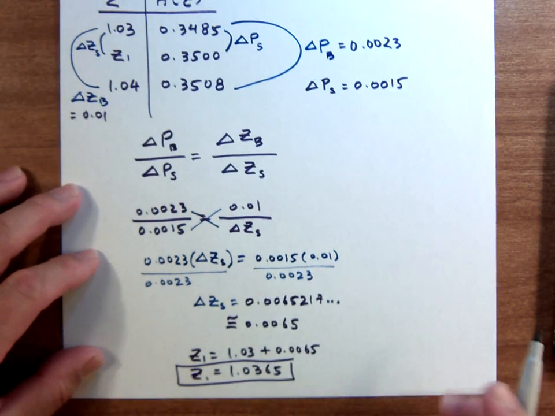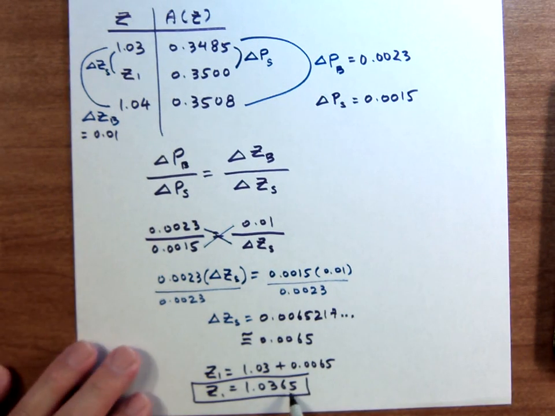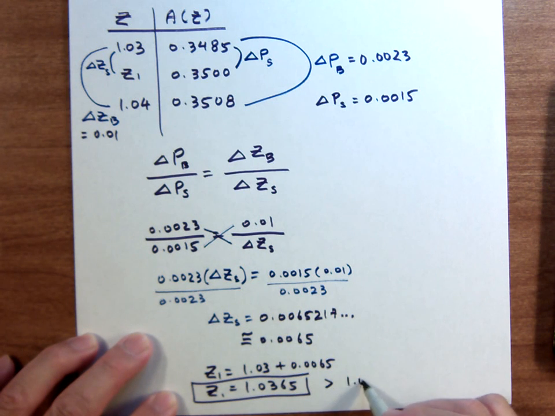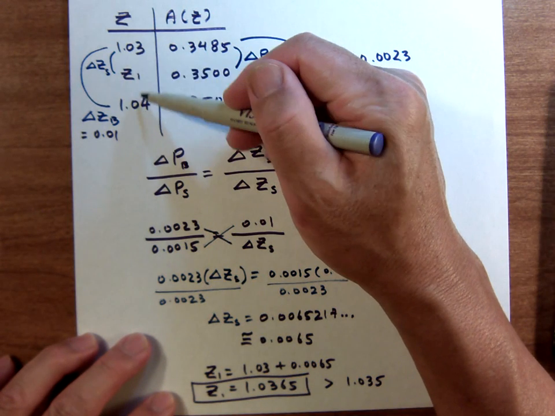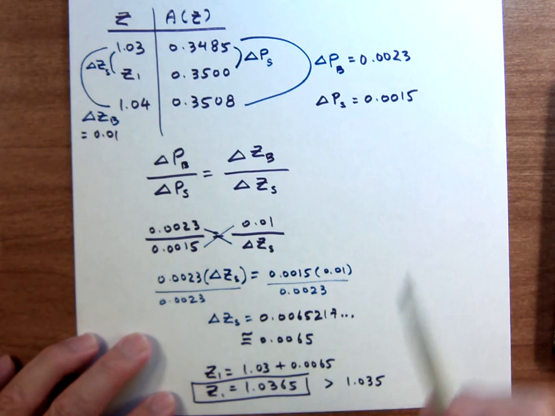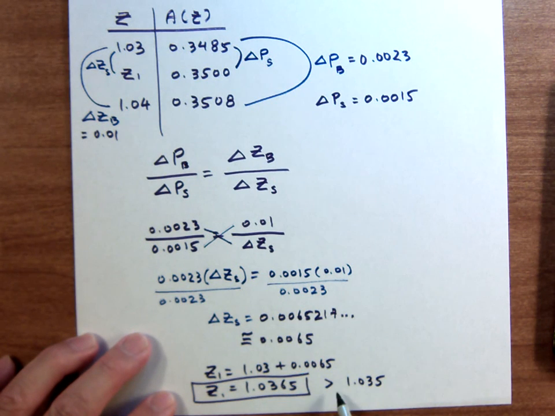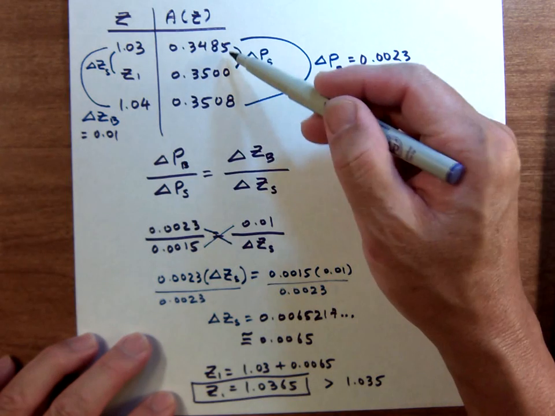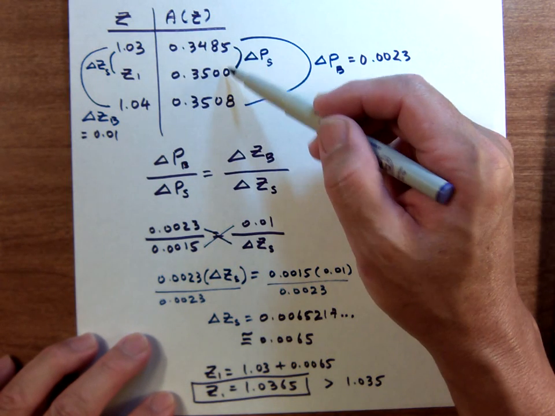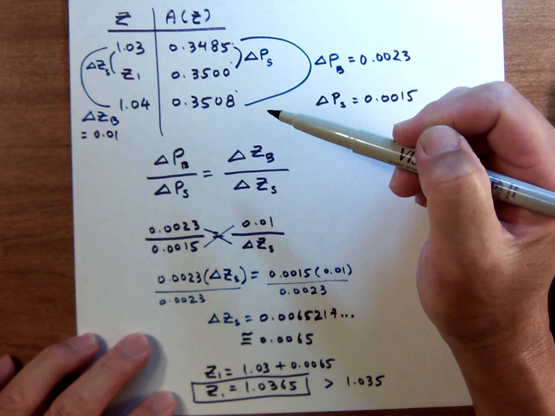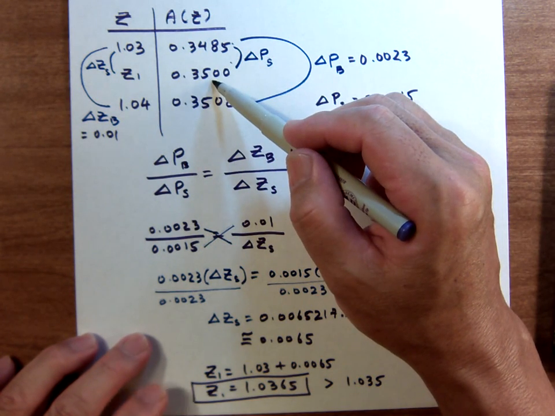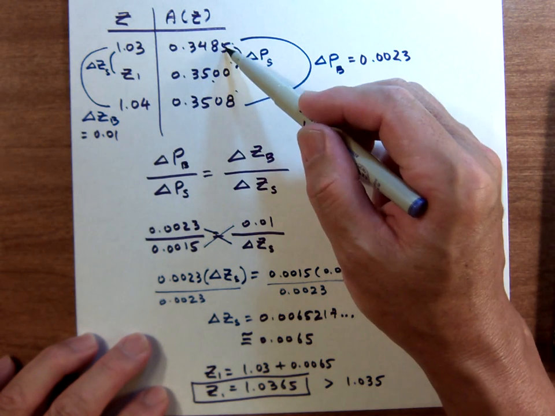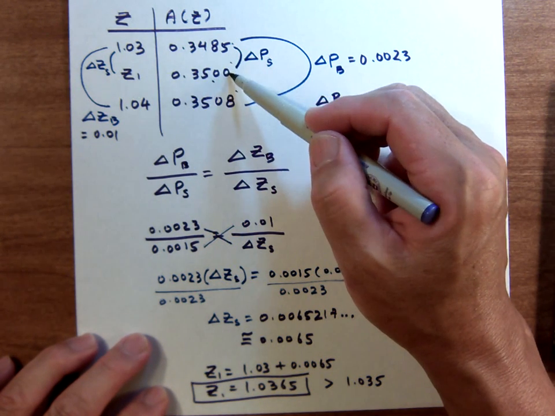And we can do a little bit of a check. This one is greater than 1.035. Why 1.035? Because that's the middle value between 1.03 and 1.04. Now, is it reasonable that we got a value that is larger than the middle value? Well, look at this number. If you look at the three p-values, the 0.35 is further away from 0.3485 than it is from 0.3508.